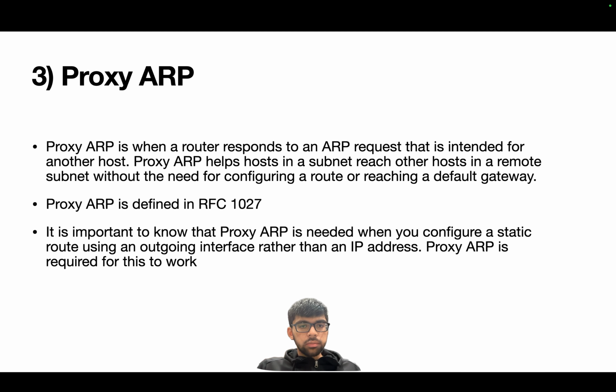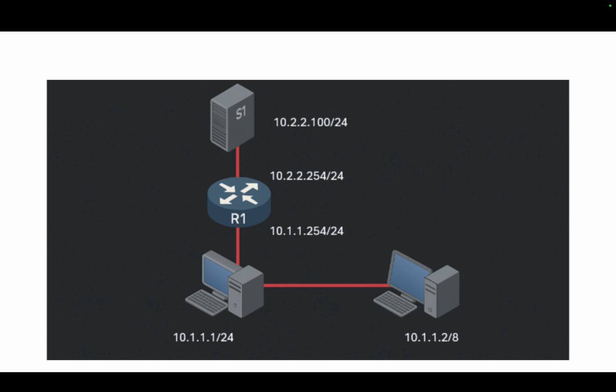Now let's get into proxy ARP. And proxy ARP is something that is quite clever. Proxy ARP is basically when a router is responds to an ARP request that is intended for another host. Don't worry, I'll give you an example. But a router is like we've got here.